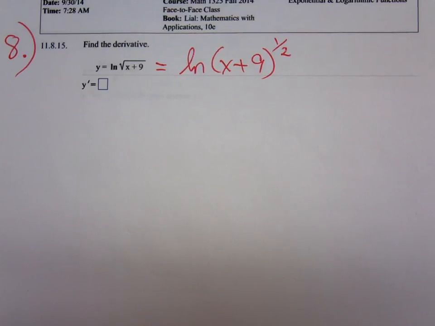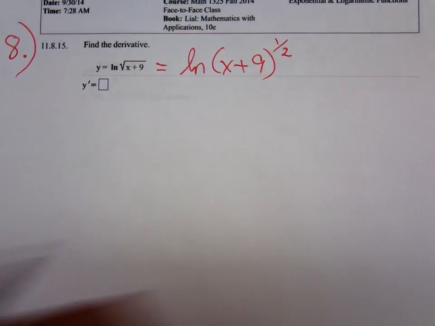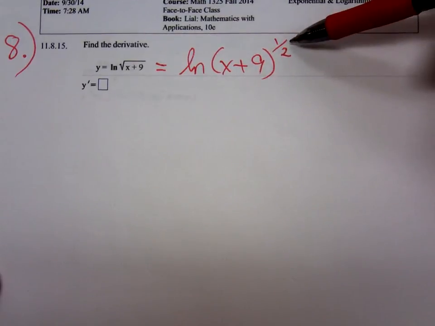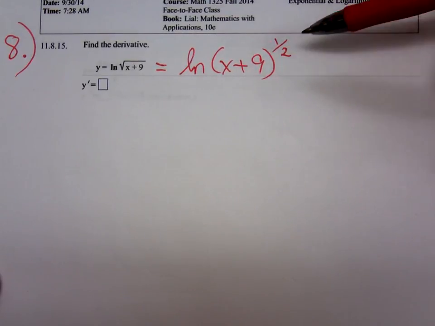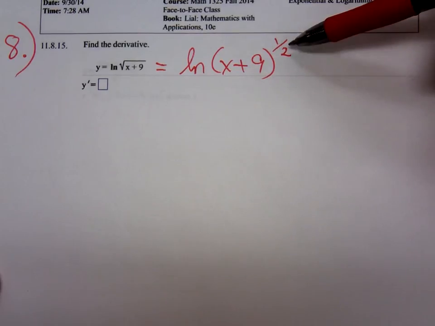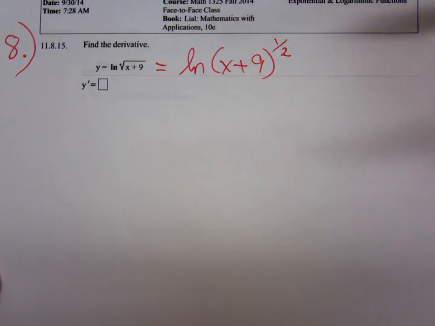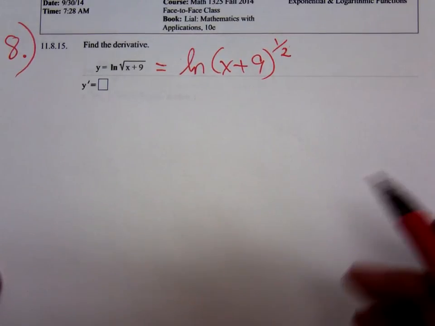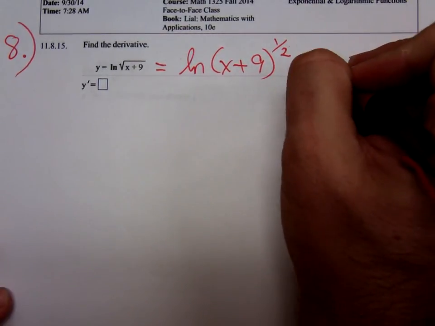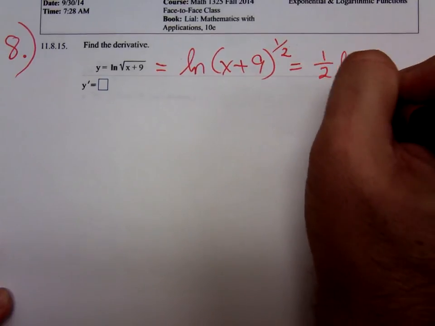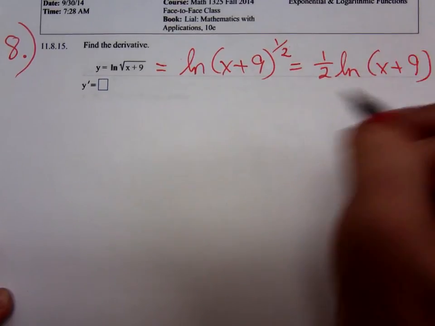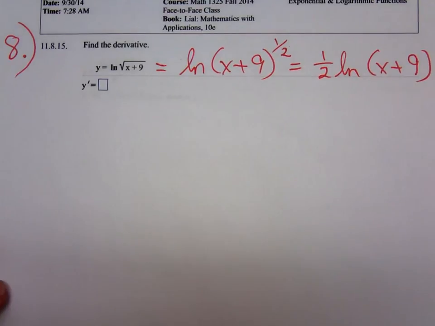And I'm not going to start differentiating yet because I notice that I can use the power rule of logarithms. Using the power rule of logarithms, notice I have an exponent that's being applied to the entire argument. I can pick up that 1/2 and move it down in front of the ln. Now that's not a derivative rule. It looks like a derivative rule, the power rule for derivatives, but it isn't. Here's the function that I'm going to differentiate.